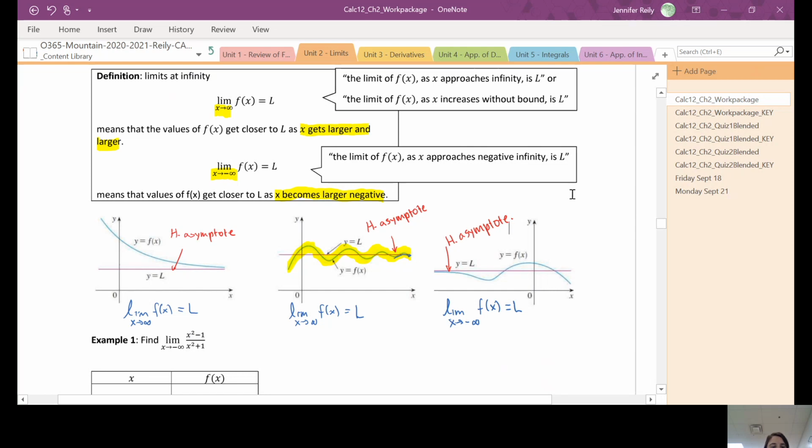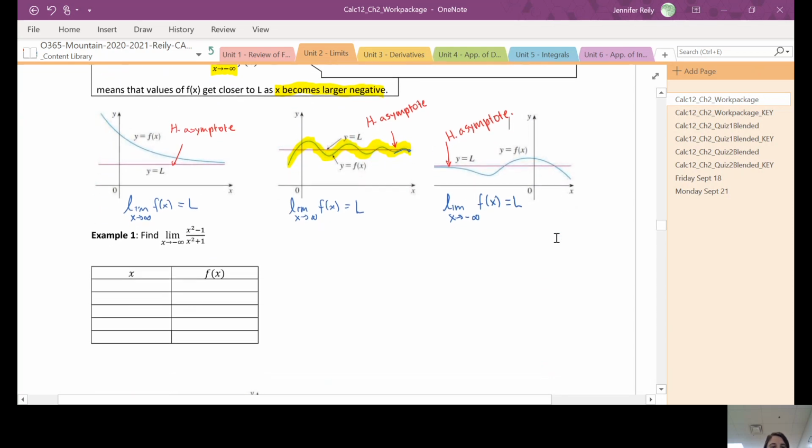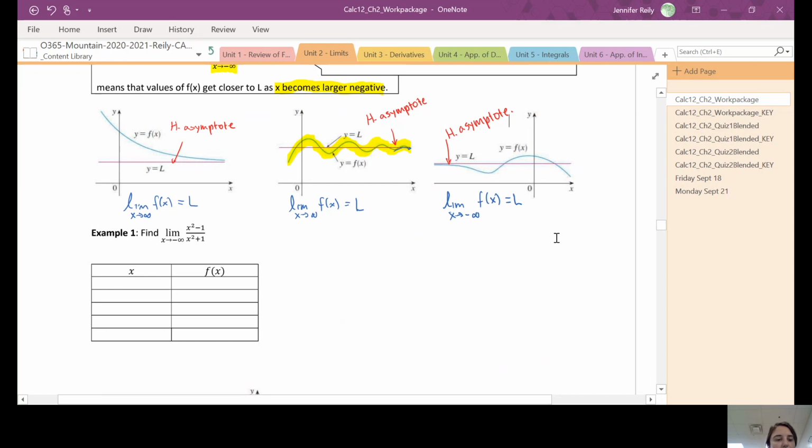So what if we didn't have the graph? Let's do an example where we use a table. So let's look at the function x squared minus 1 over x squared plus 1. And we're interested in finding the limit as x goes to negative infinity. So what we do here is we just plug in larger and larger negative numbers. So negative 10, negative 100, negative 1,000. I'll start with those three, and we're going to plug them into the function and see what we get.